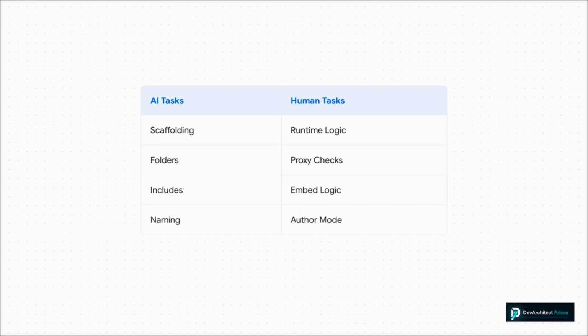But on the human side, you absolutely must rely on a developer for the critical AEM runtime decisions. A human must review every client lib to verify the proxy checks, evaluate the embed versus dependency logic, and ensure the code behaves correctly in author mode, not just on the published site.